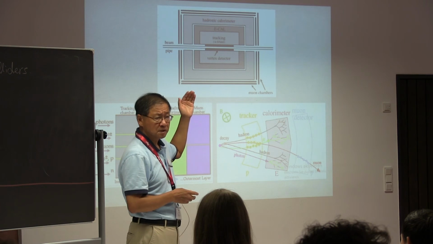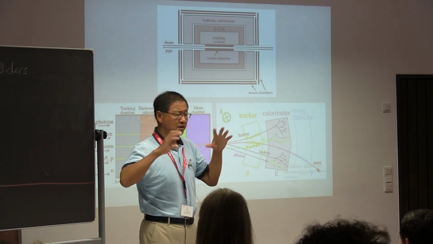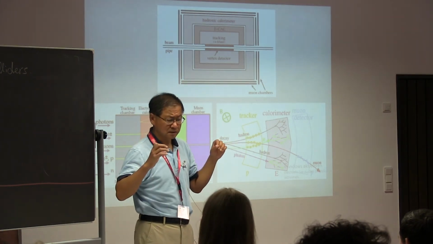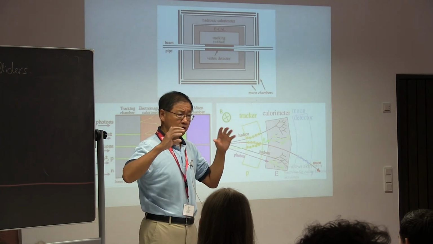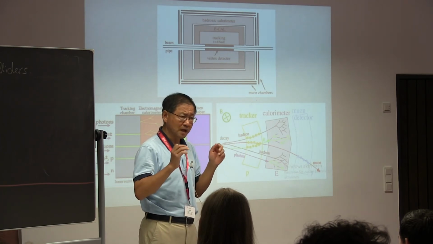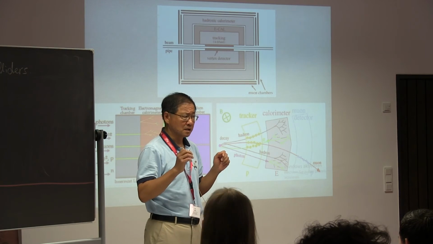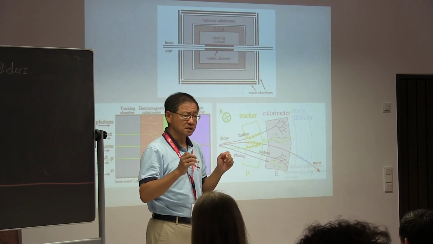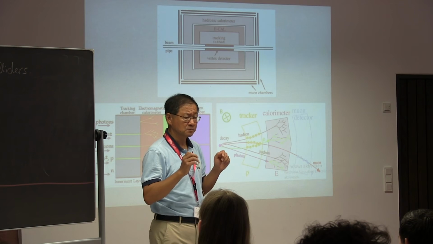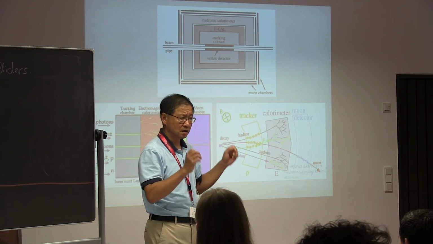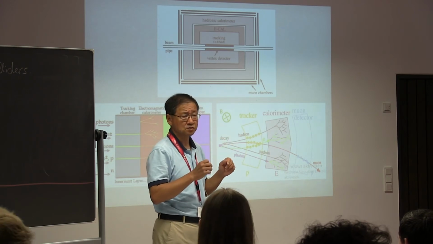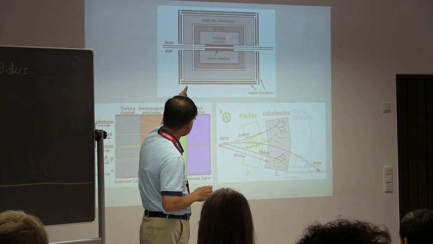They will go further out, then you have a very heavy element like lead or other things to absorb the hadrons. It's also energy absorption. It's a calorimeter to absorb the strongly interacting particles such as the neutrons and the K longs and lambdas and so on and so forth. So that's the outer layer, the hadronic calorimeter.